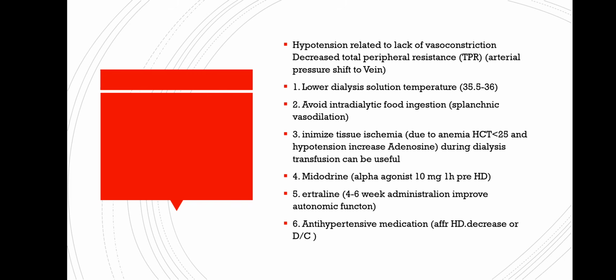First, lower the dialysis solution temperature, then avoid intradialytic food ingestion. This minimizes tissue ischemia due to anemia, and hypotension increases adenosine during dialysis. Transfusion can be useful. Adrenaline, midodrine and alpha agonists at 10 mg can be given, and antihypertensive medications should be given after HD.